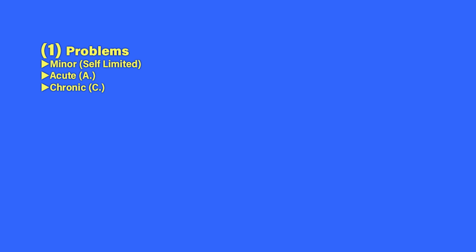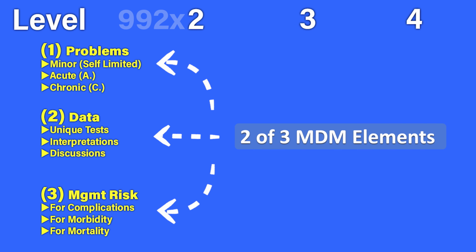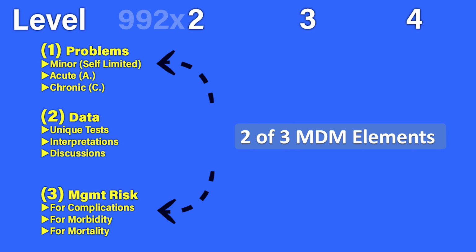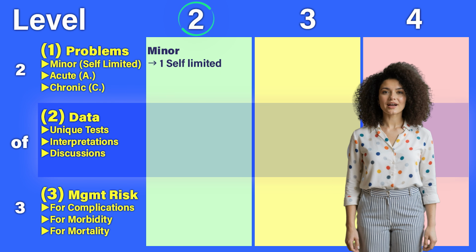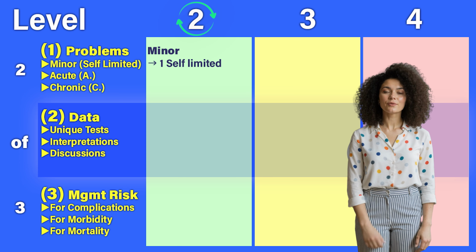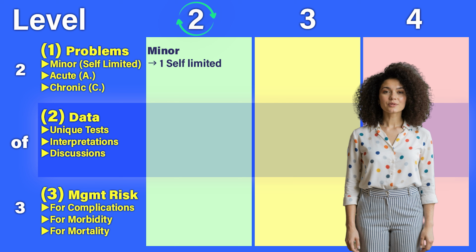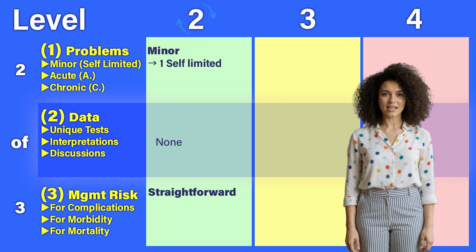Medical decision-making includes 3 elements: problems, data, and management risk. But to determine the overall level of service, you only need 2 of these 3 to meet the requirements of a given level. A Level 2 requires 1 minor problem, a self-limited issue that would likely resolve even without professional care. Examples include a skin tag, an itchy bug bite, or a seborrheic keratosis that does not require treatment. Level 2 requires no data, and management risk is straightforward or none.